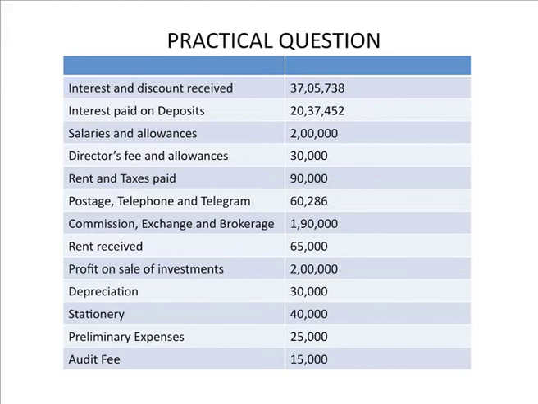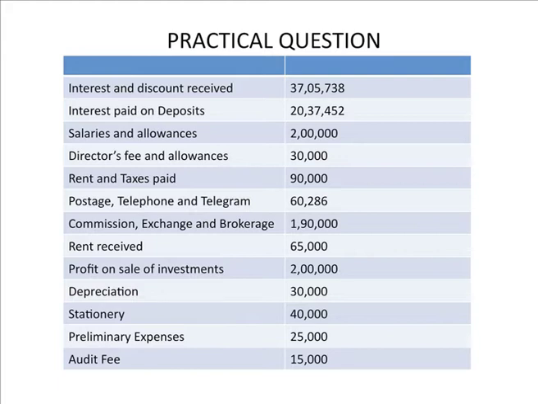Interest paid on deposits, it is interest expended, 20 lakh 37,452, schedule 15. Salaries and allowances, they are operating expenses for 2 lakh rupees. So under operating expenses it will fall under schedule 16. Directors fees and allowances 30,000, it is again an operating expense, schedule 16 will be touched upon. Rents and taxes paid 90,000, operating expenses it is. So under schedule 16's operating expenses it will fall.